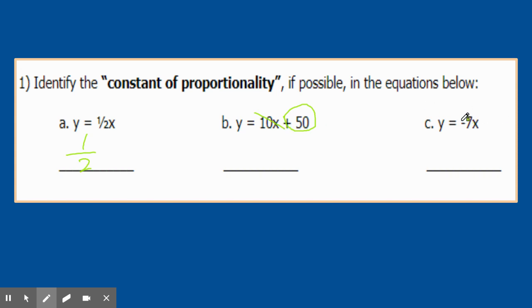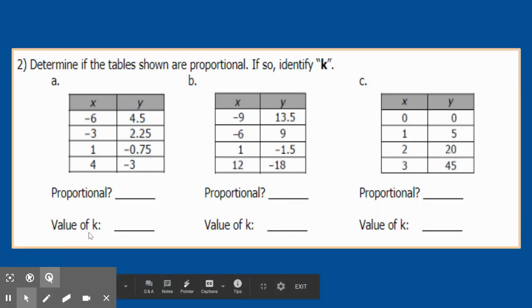There's no add-on, which means the number next to the x, the coefficient, which is -7, is going to be my constant of proportionality. So it is always the number next to x. It's called the coefficient. That would be considered your constant of proportionality as long as there is no add-on in the formula.